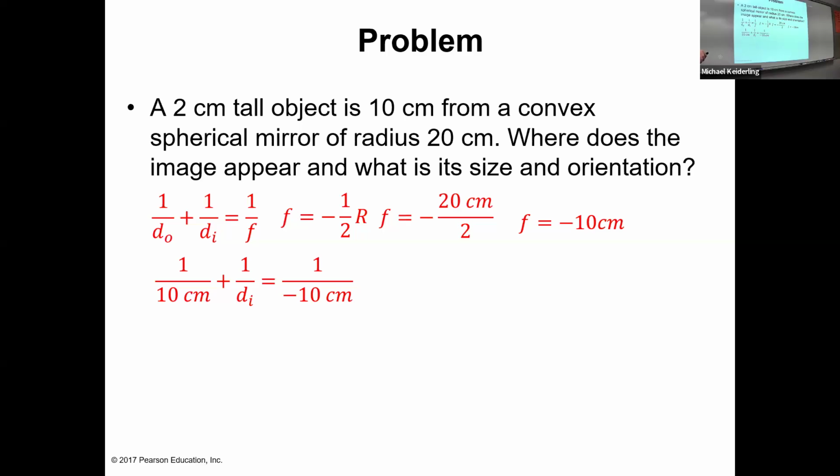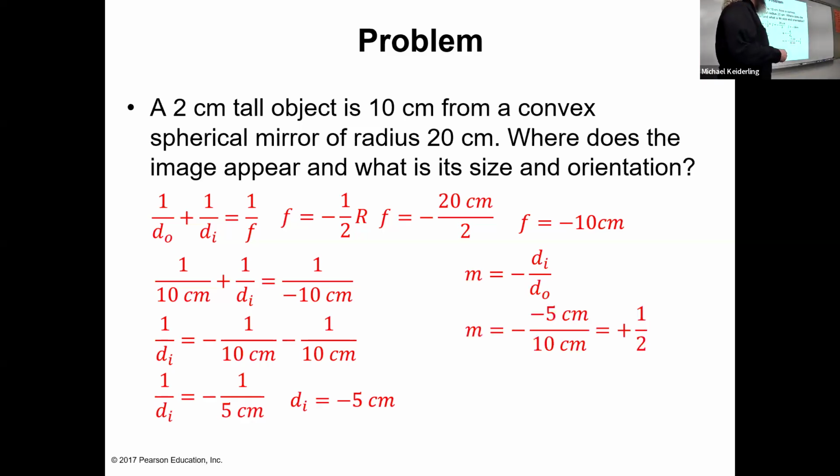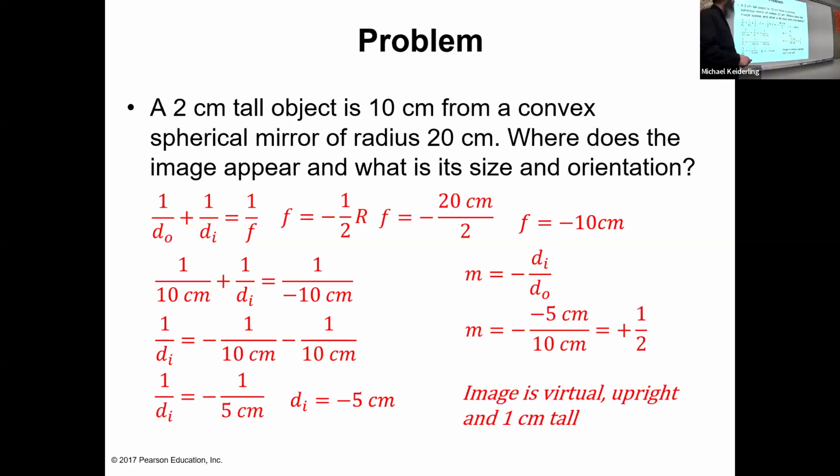So 1 over 10 centimeters plus 1 over di equals 1 over minus 10 centimeters. So 1 over di is minus 1 over 10 centimeters minus 1 over 10 centimeters, which is minus 1 over 5 centimeters. So di will be negative 5 centimeters. Magnification will be minus di over do. So minus minus 5 over 10, that's plus 1/2. The image will be virtual, upright, and smaller at 1 centimeter tall, half the height.